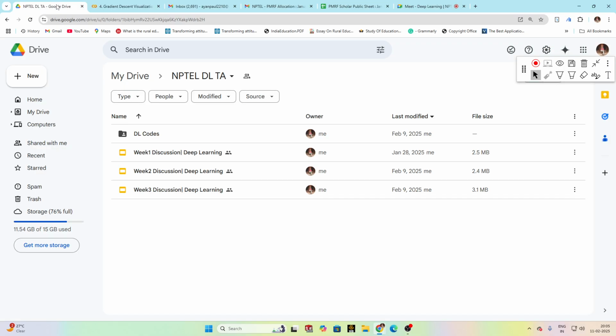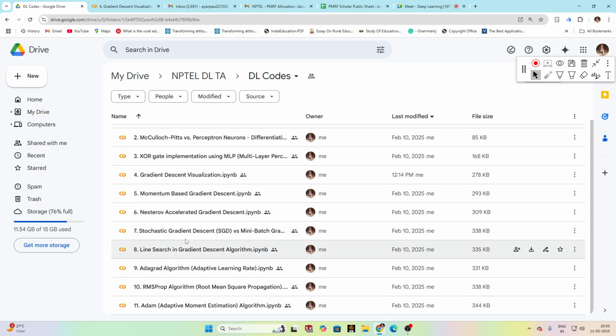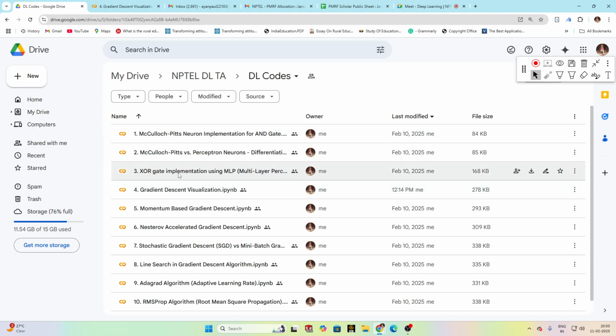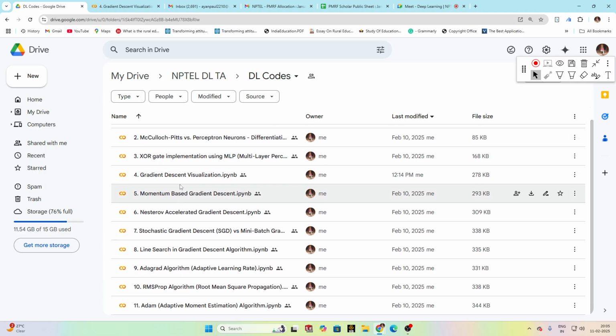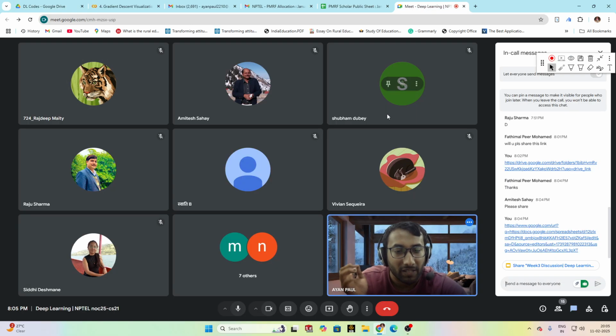Like this I have prepared for every code, whatever we have discussed, like McCulloch-Pitts neuron implementation, some difference between McCulloch-Pitts and perceptron, XOR gate, then this gradient descent, and the things we will discuss in the next class, like momentum based gradient descent, then this Nesterov accelerated gradient descent, and everything that we'll be discussing in the next week's discussion. So everything I have included, and whatever the course will cover, I will include in this folder, so that it will be very much self-explainable, and you can just copy the code to your drive and run it.